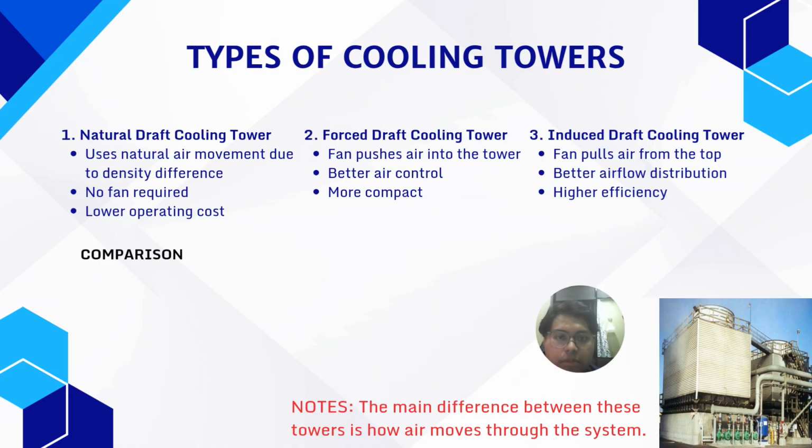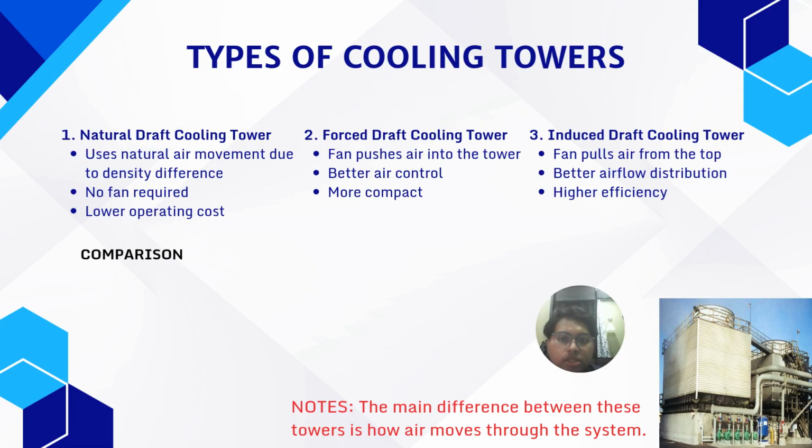Now let's see the types of cooling tower. First, natural draft cooling tower. Usually it uses natural air movement due to the density difference, so no fan is required and the operating cost is lower. Second, for the forced draft cooling tower, a fan will push the air into the tower, so it provides better air control and is more compact. And third, the induced draft cooling tower. A fan will pull air from the top and then the better airflow will distribute, and it requires higher efficiency.